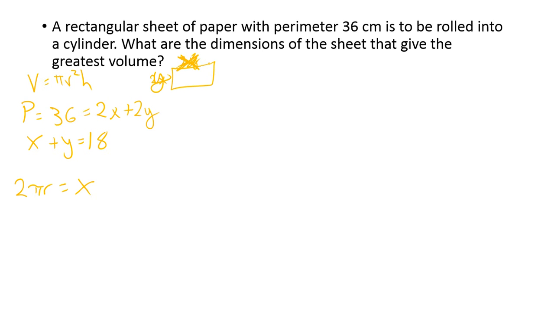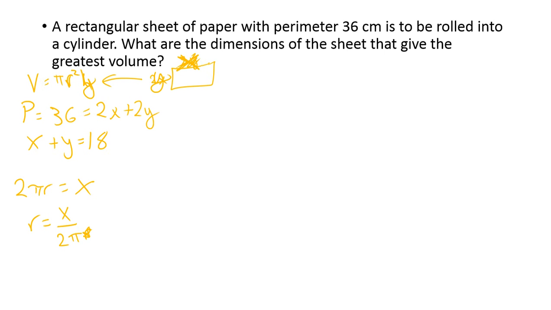Volume deals with r squared h. Well, h is y in this case. That's our height. And so now to find what r is, we solve this, which gets us r is equal to x over 2 pi.